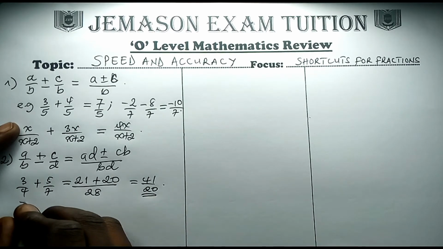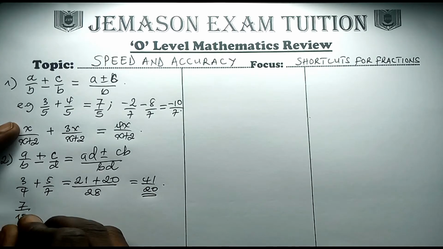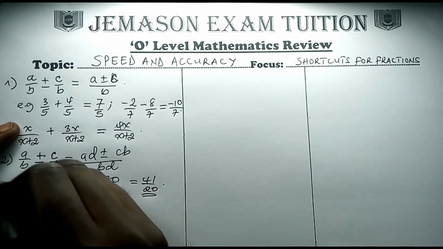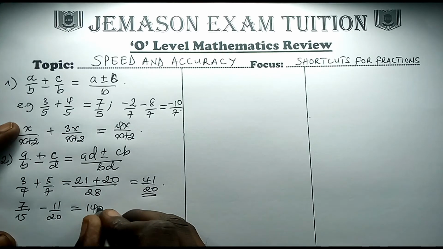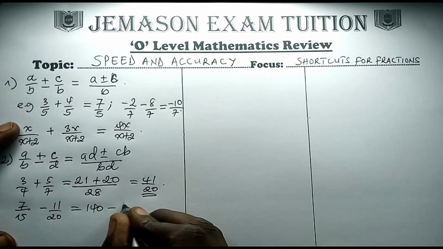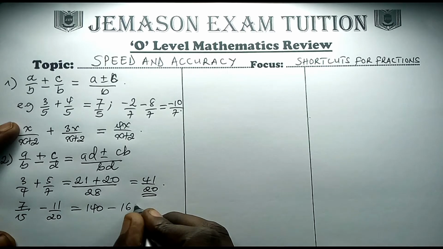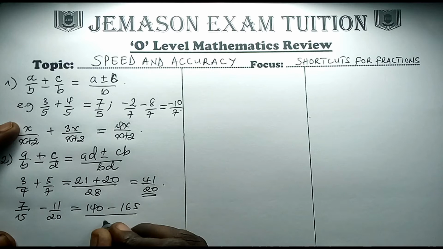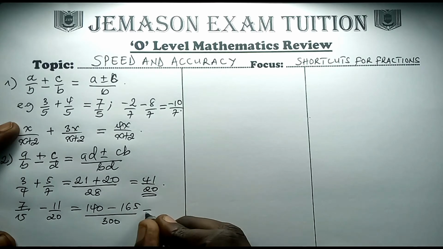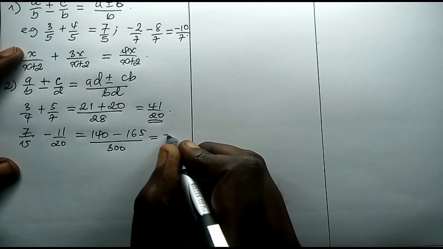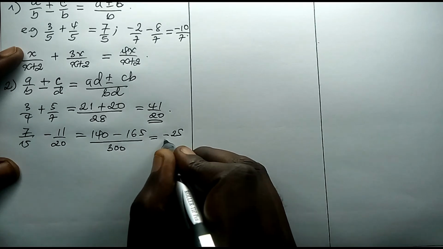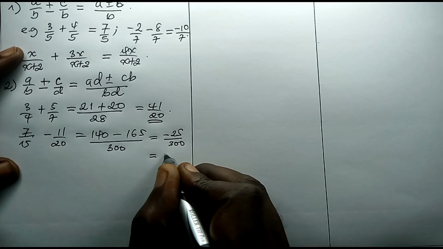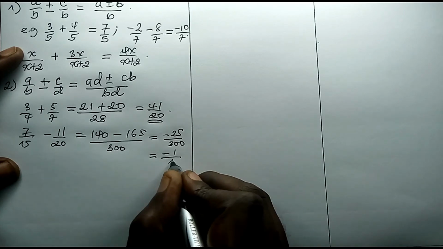I could also have 7 all over 15 minus 11 all over 20, and that gives me 140 minus 165 all over 300. This gives negative 25 all over 300, which now simplifies to negative 1 all over 12.